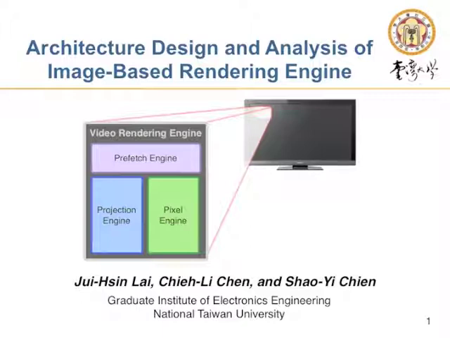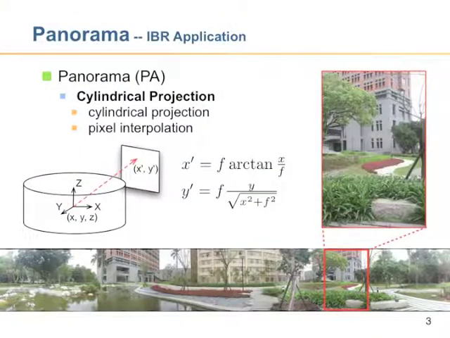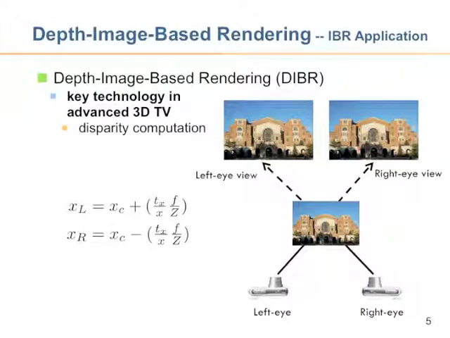As a result, it becomes a challenge to design a processor embedded in a TV set with low hardware cost and low power consumption. To accomplish it, we introduced the image-based rendering engine. The image-based rendering engine supports several IBR applications, including 2D panorama, concentric mosaics, depth image-based rendering.